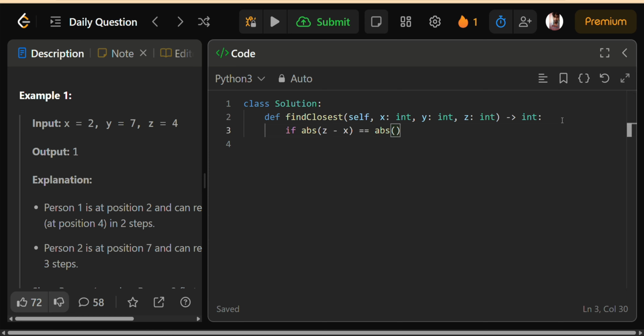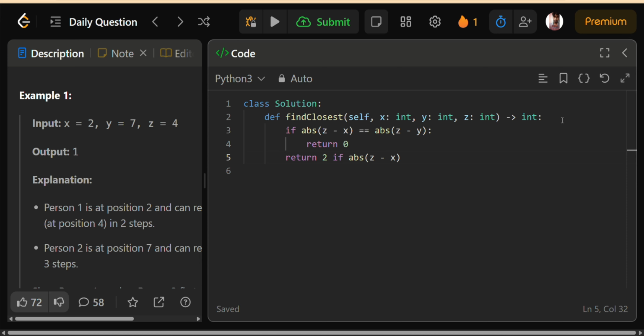If both distances are equal, it means both people will arrive at exactly the same time, so we return 0. If person 1's distance is smaller, that means person 1 will reach earlier, so we return 1. Otherwise, person 2 is closer, and we return 2. That's it. A clean and simple way to determine the winner of this little race.